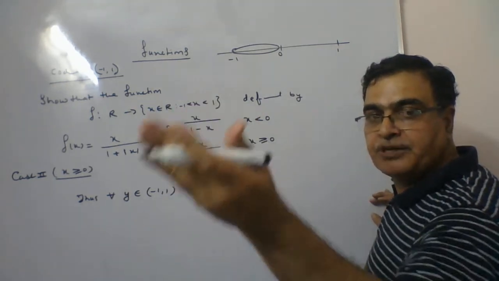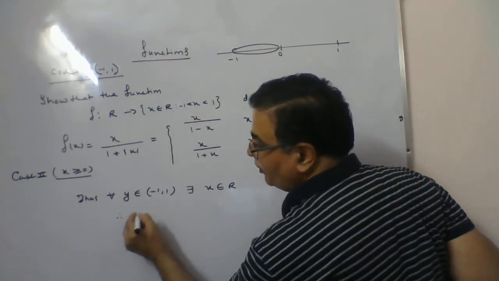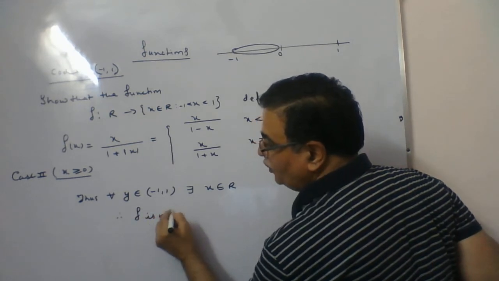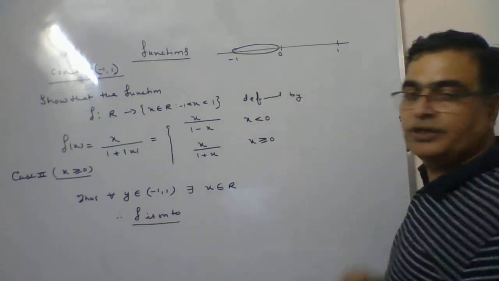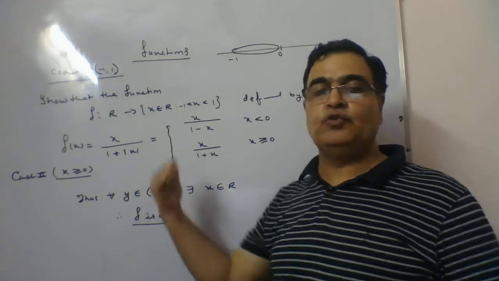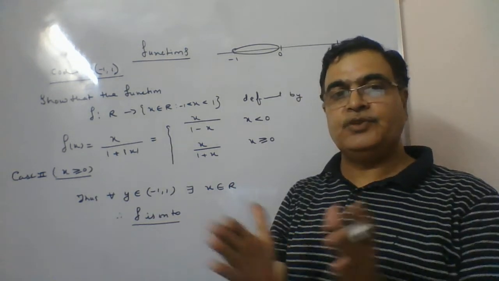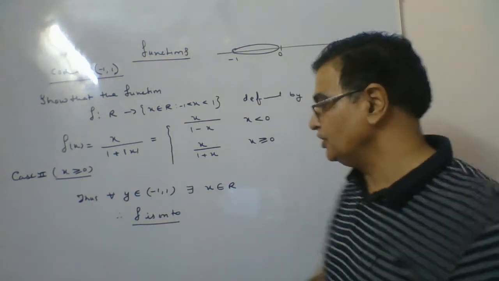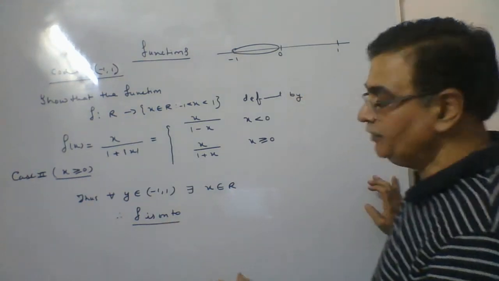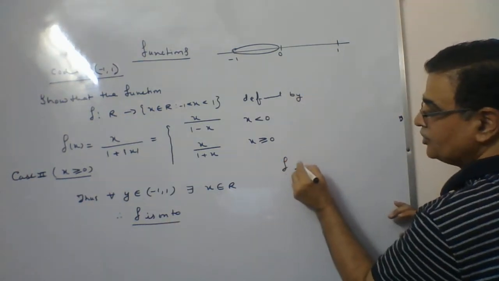Sometime it is plus, sometime it is minus. Therefore, f is onto. Hence proved. And function is one-one also, function is onto also. Hence, we will say function is bijection. Onto we have already done, so we will say hence f is bijection.